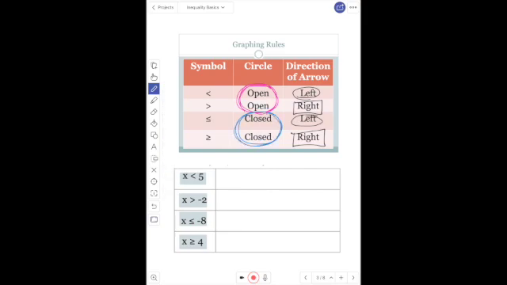So when I look at this example right here, this example is less than. I know it's less than because when I read it from left to right, x is less than 5. So that means we're going to shade to the left, but we're going to make sure that we have an open circle. Why is it open? Because it's not equal to. And we're going to shade to the left side of it because it's less than.